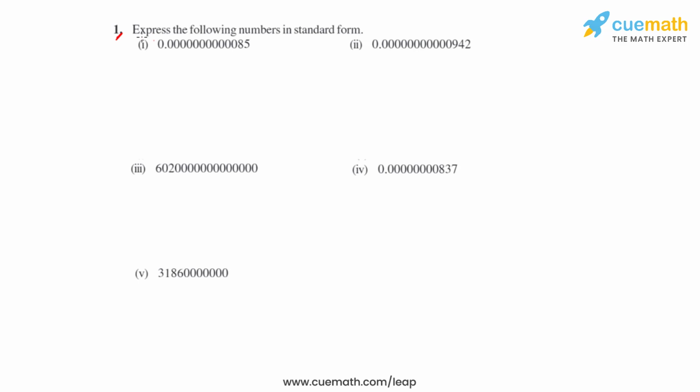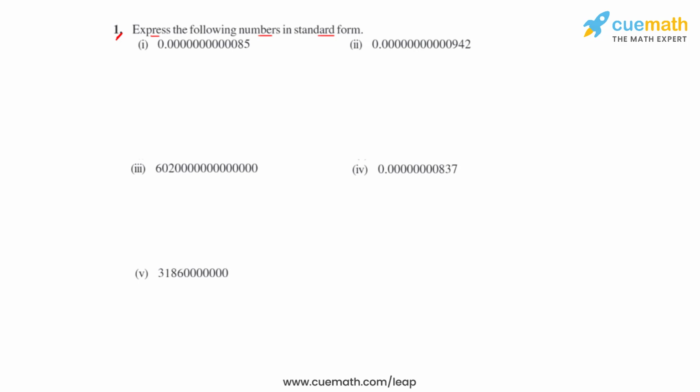Question number 1 says express the following numbers in the standard form. So before we start expressing each of these numbers into standard form, let's have a quick recap of what a standard form is. A number is said to be in standard form if it is expressed as the product of a number which lies between 1 and 10 and the integral power of 10.